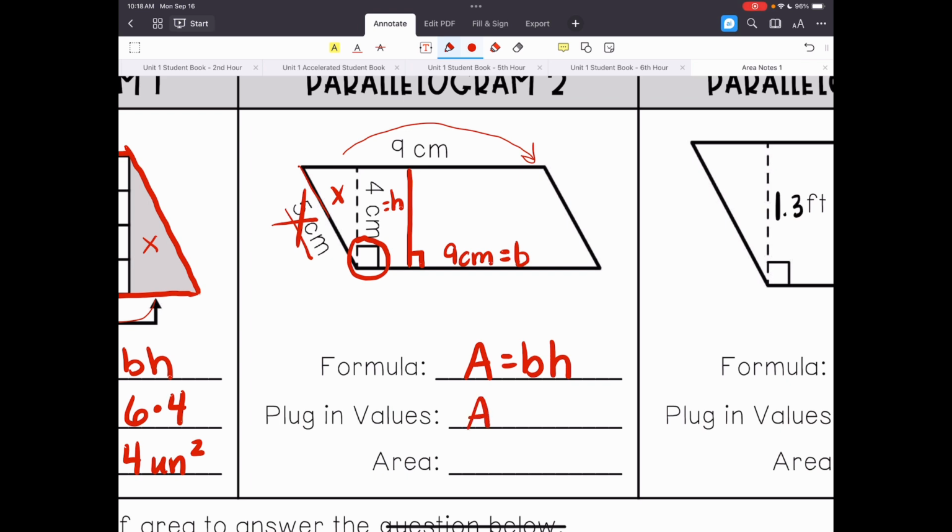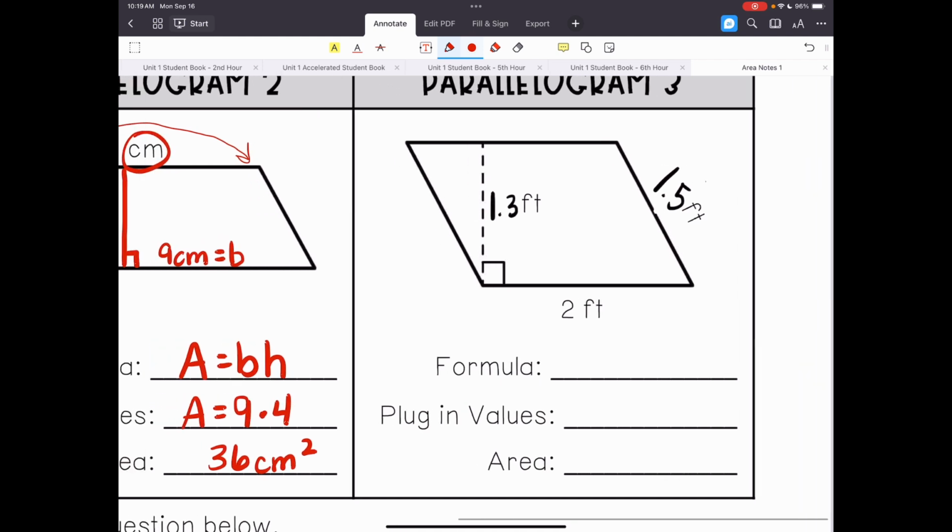So area equals base is 9 times the height of 4. Using your multiplication chart, put your finger on 4, put your finger on 9, and bring them together to get an area of 36. And in this case, we're talking about centimeters squared because they did identify centimeters as our unit.